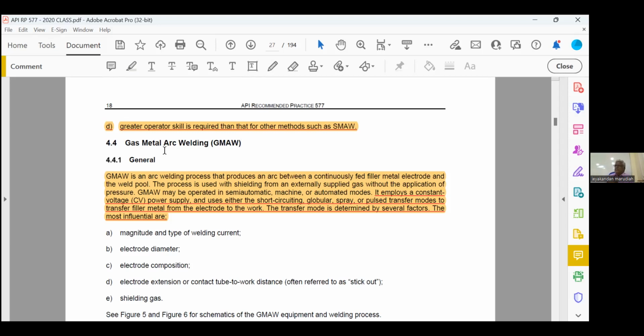What is meant by short circuiting? Every time the electrode will touch and weld. So the arc is not continuous. When you touch, there will be no arc. We use GMAW short circuiting for thin sheet welding. Generally, the automobile industries, for car body welding, use GMAW short circuiting.